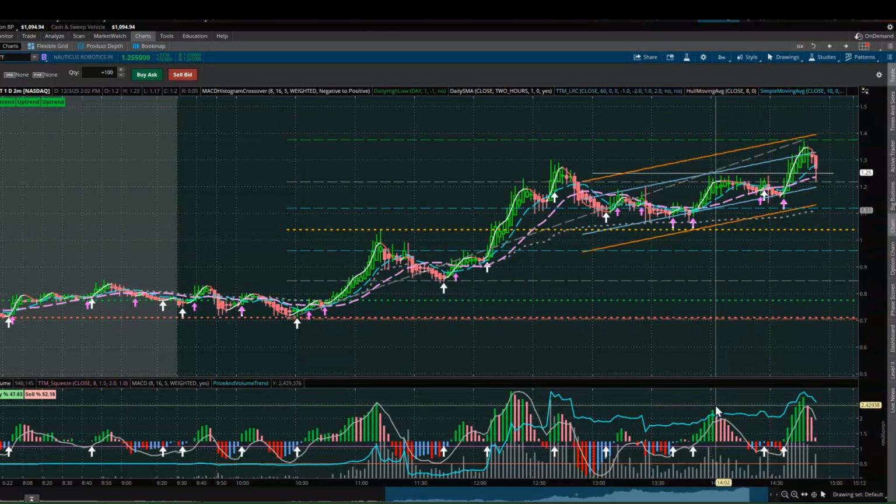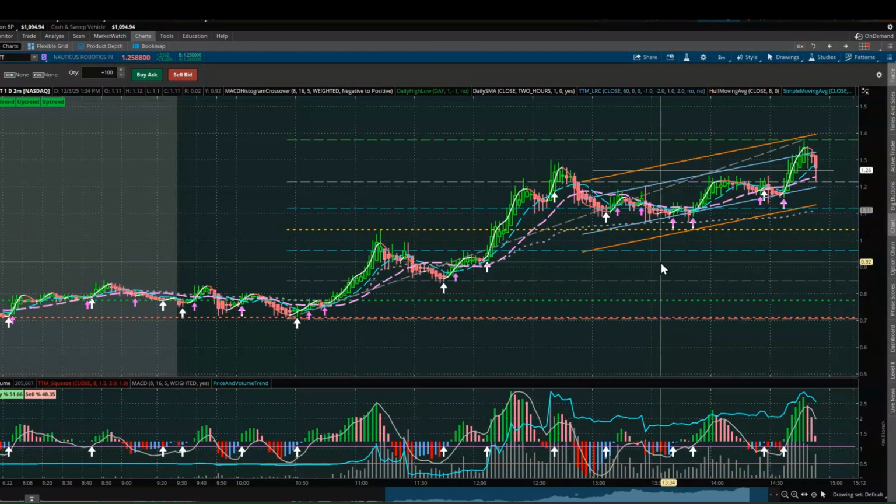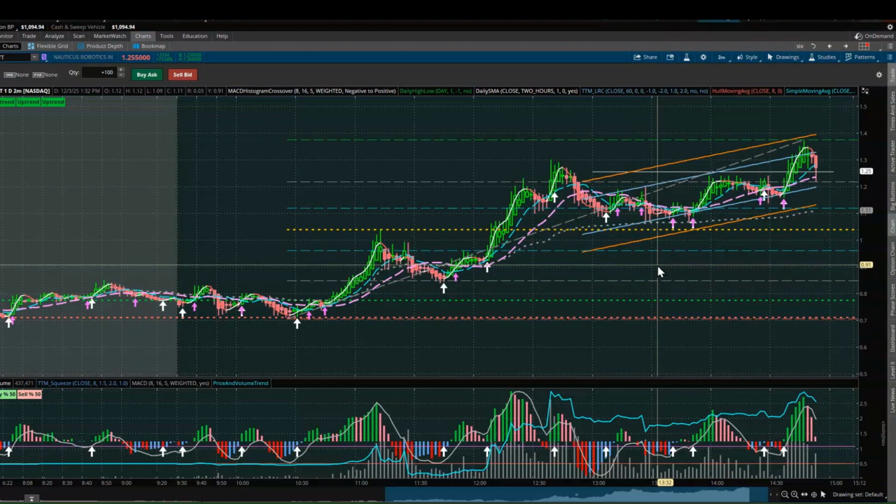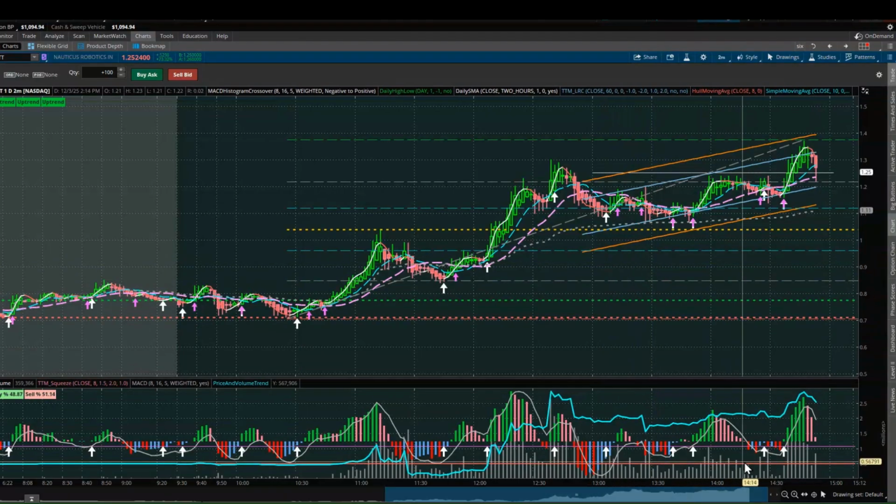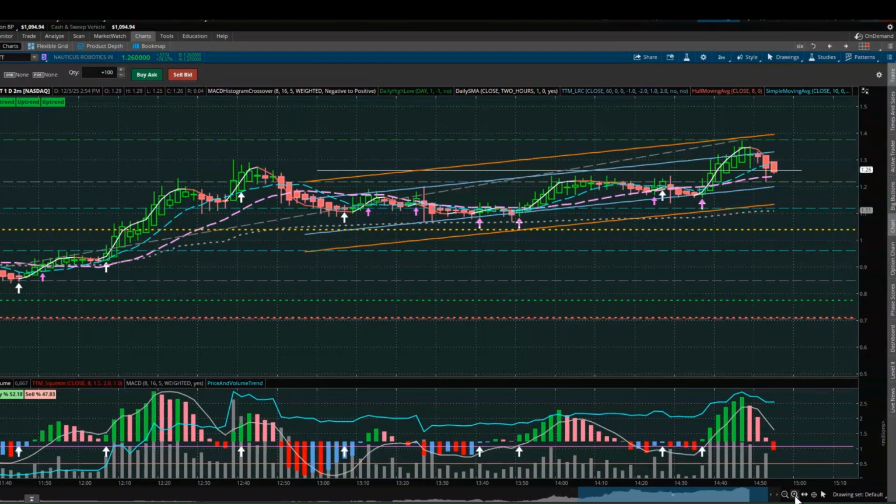So I am going to zoom in on this chart, because I don't need all this stuff that happened earlier. We're going to zoom in again. There, now we're looking at it from 11:40 up to 3 o'clock.